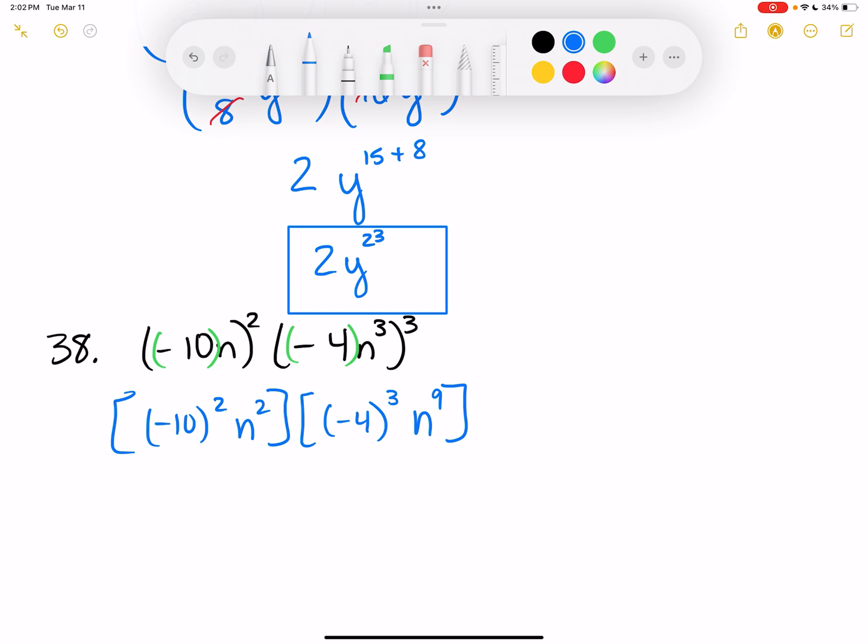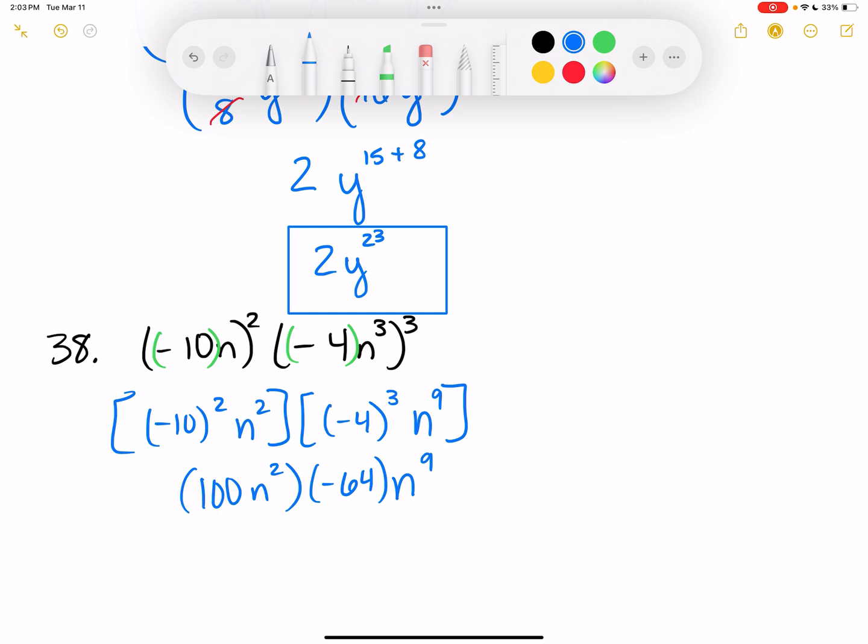We can do the numbers now. What's negative 10 squared? 100. I've got n squared here. What's negative 4 cubed? Negative 64. This is a negative number raised to an odd power, so it stays negative. And then times n to the 9th.